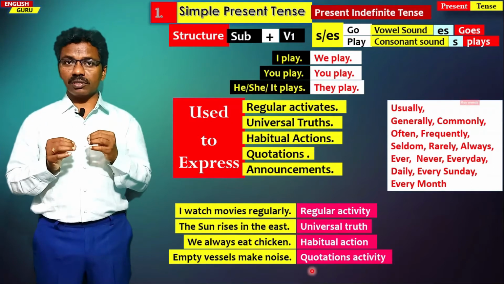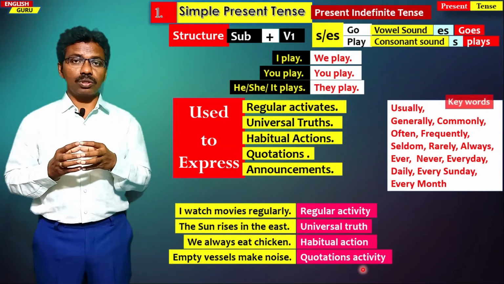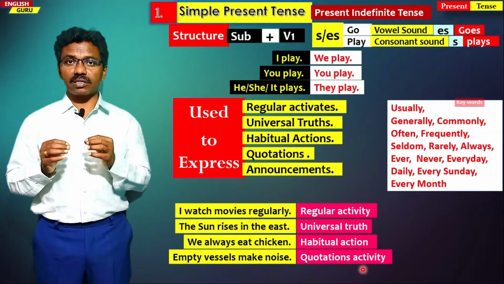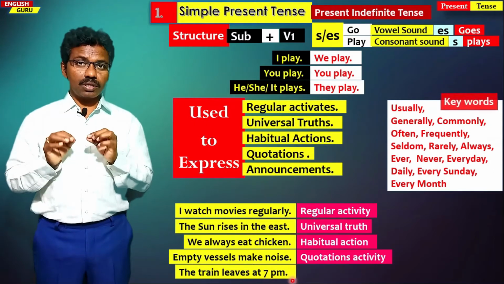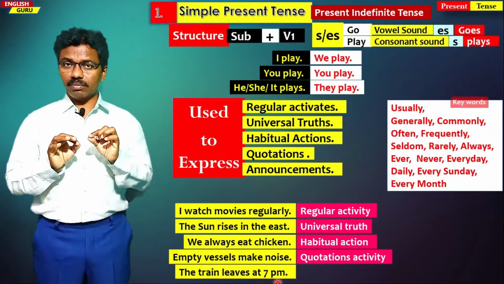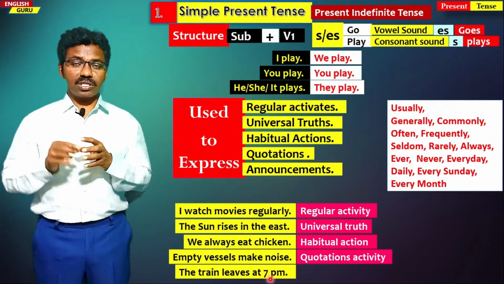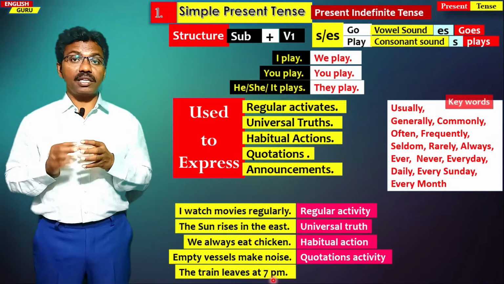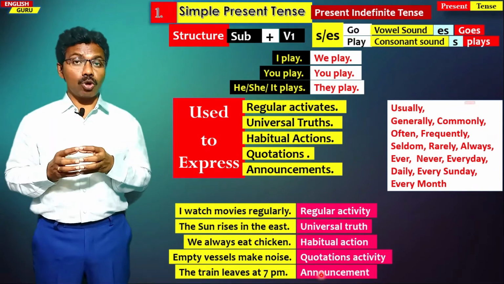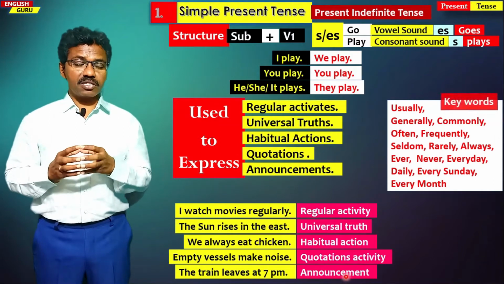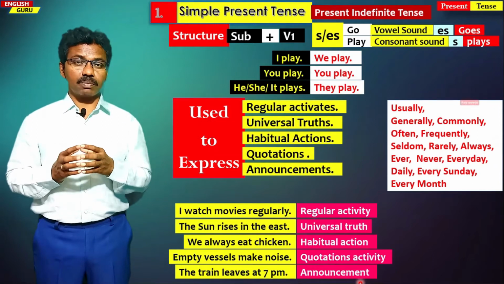It's a quotation, so it's a quote, so it's a truth also, so they should be in simple present tense. In the next sentence, the train leaves at 7 p.m. We may be talking about this at 12 p.m., but we are talking about 7 p.m., future time, because it is a fixed schedule and it will certainly leave at 7 p.m. Not only that, it is also an announcement. So fixed schedules also should be written or spoken in simple present tense.